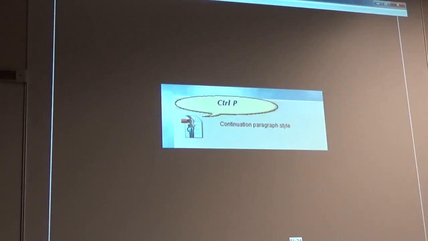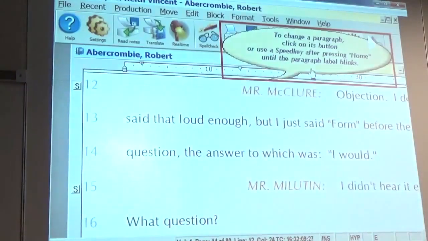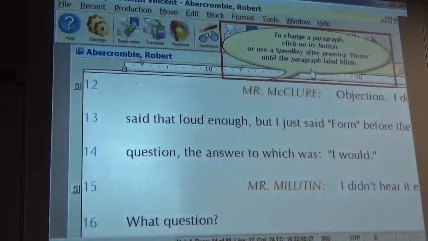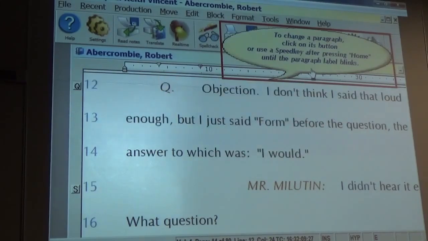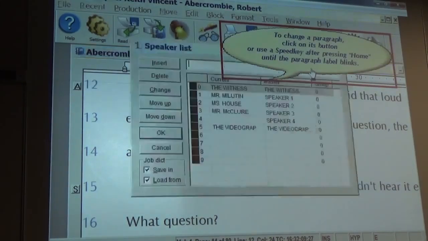Okay? I'll rewind it a little bit until the paragraph label blinks. Then you can use a speed key. F3 for a question, F4 for an answer, F2 to select a speaker.